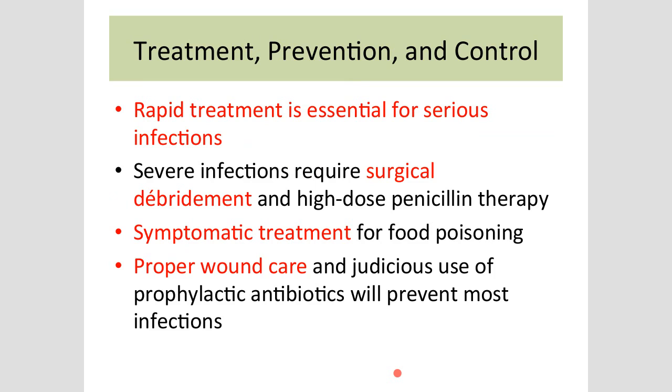How do you treat and prevent? As I said, since they're rapidly dividing, rapid treatment is essential for serious infection. As I said earlier, you have to cut away a lot of tissue if the tissue dies, because they want to grow on dead tissue. We call that surgical debridement. You have to give a very high dose of penicillin. And if it is food poisoning, you go for symptomatic treatment. You have to make sure that proper wound care takes place and you have prophylactic antibiotics, which should cover most of the infections in this case.